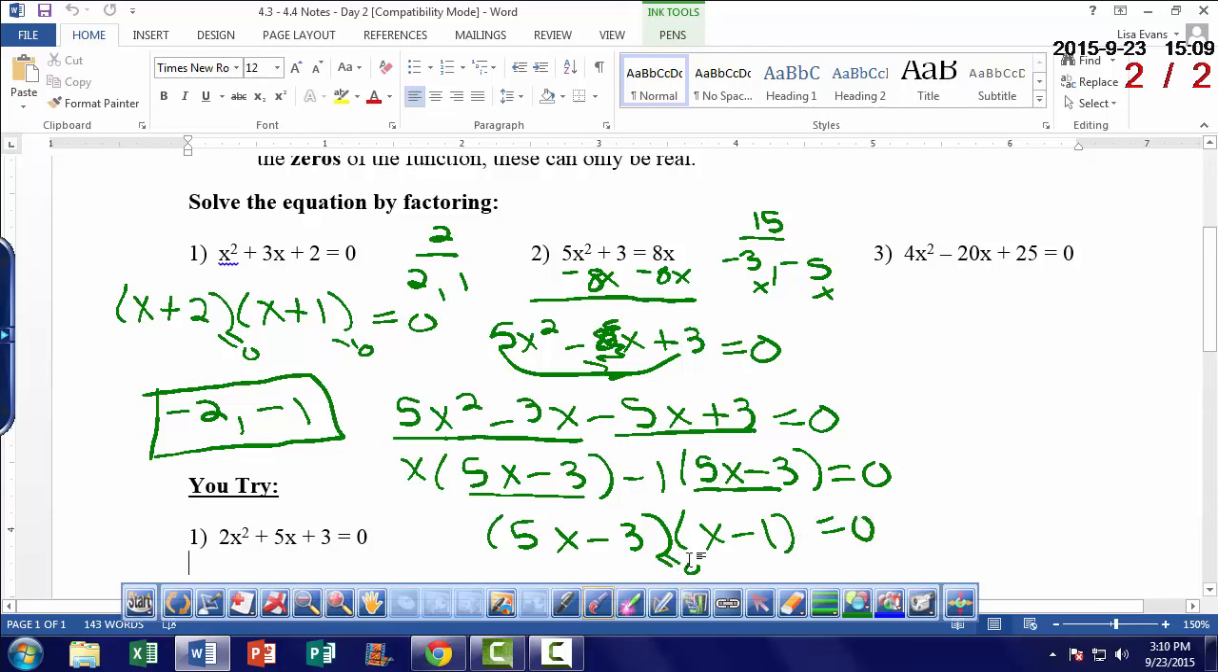I need to set each parenthesis equal to 0. Some of you may need to actually write the work. You may actually need to look at this. 5x minus 3 equals 0. I'm going to put the work up here to show you. And you may need to go ahead and solve for x.